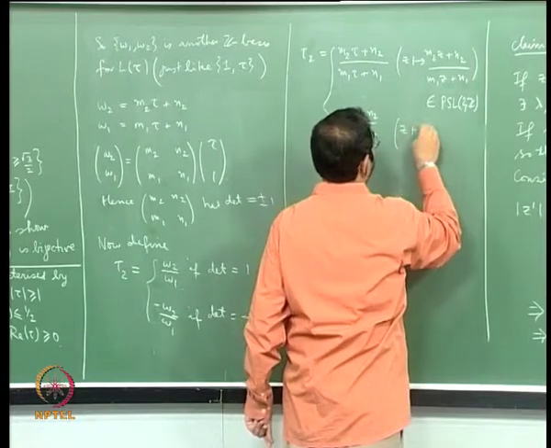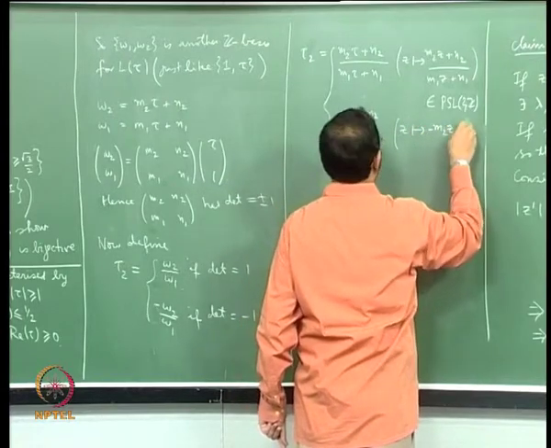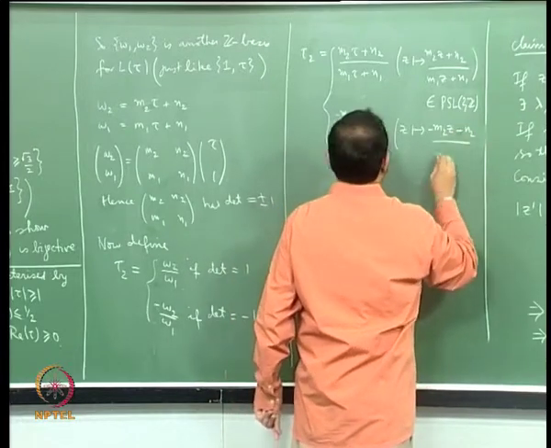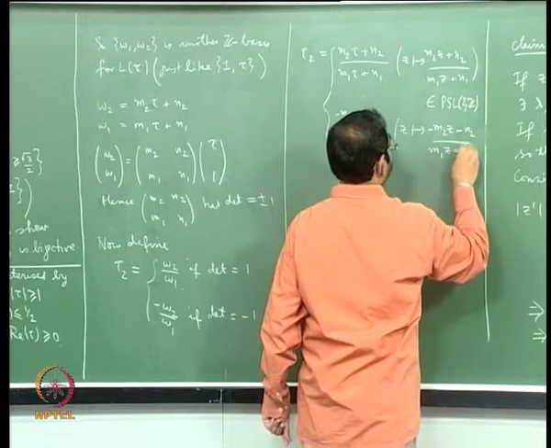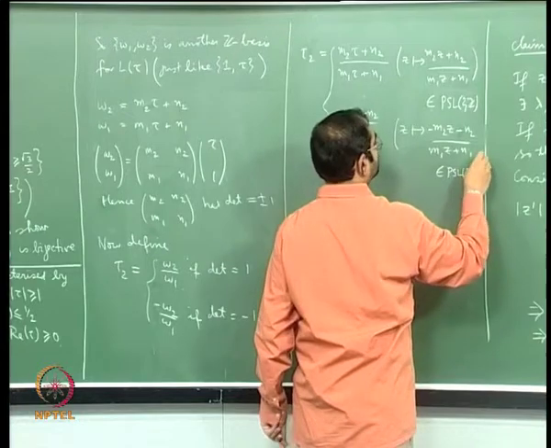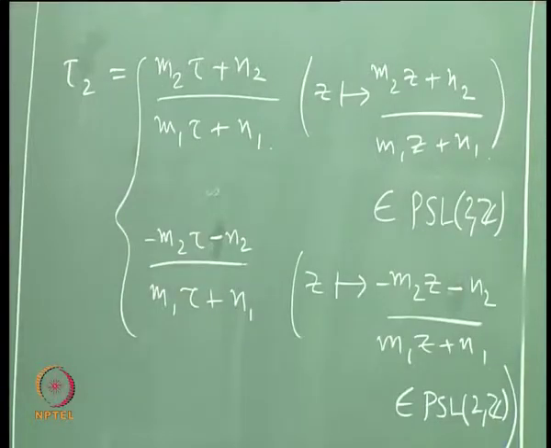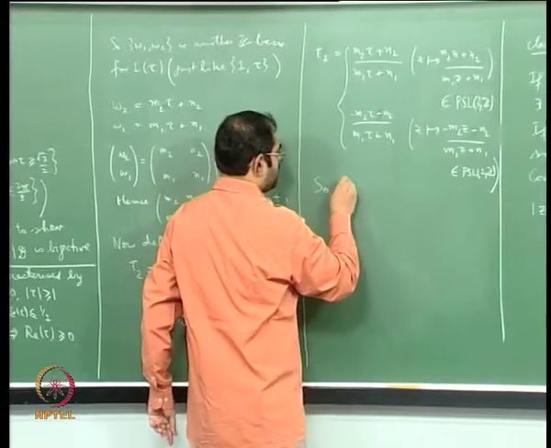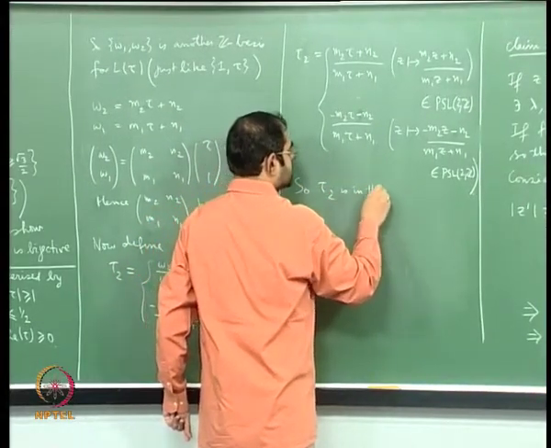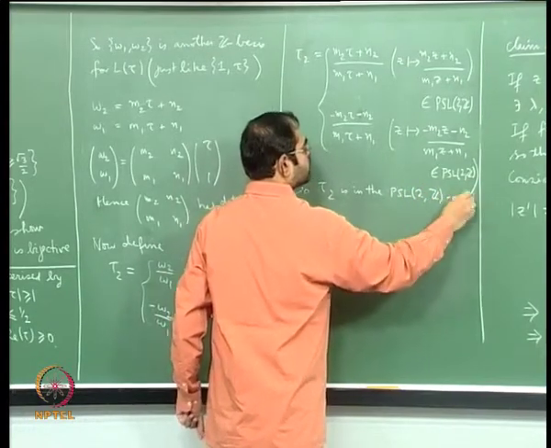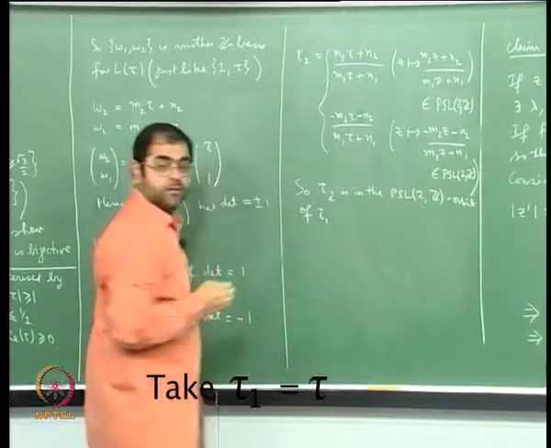And z going to (minus m2 z minus n2) by (m1 z plus n1). This is again in PSL2Z. Okay, so these are the two cases. So what this tells you is that tau 2 is in the PSL2Z orbit of tau 1. Okay, so tau 2 is in the PSL2Z orbit of tau 1.